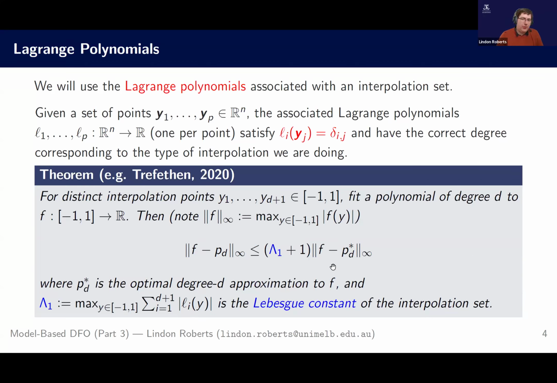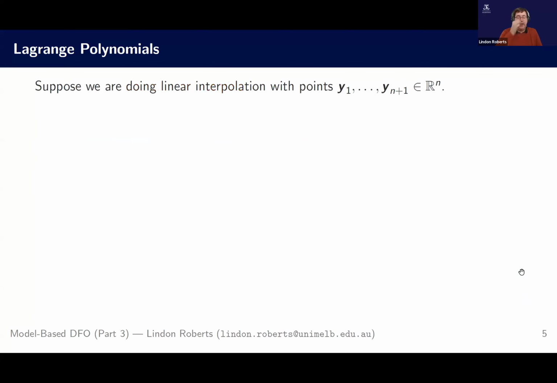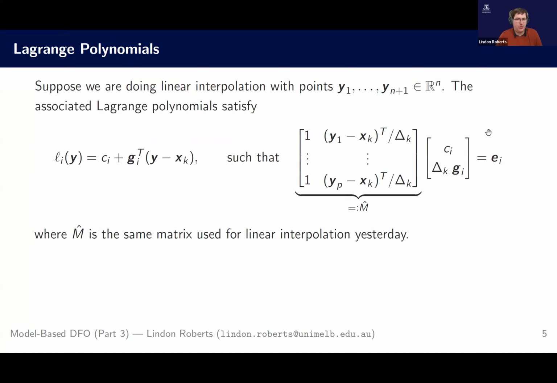So hopefully this gives you some indication that these Lagrange polynomials do have some reasonable use in measuring the error of interpolation functions. We're going to do something similar in our setting. So let's look at linear interpolation as the simple case. So P is n plus 1. First thing we need to do is construct the Lagrange polynomials.